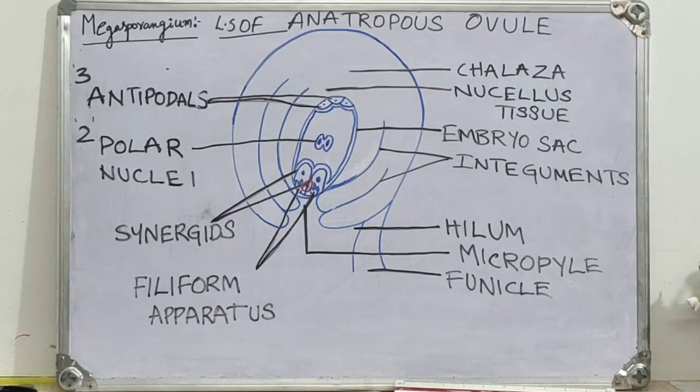So this is the detailed explanation of the anatropous ovule. And one more important thing I would like to quote here: as I said, the outer integument will become the outer coat of the seed, testa. The inner integument of the ovule will become the inner coat, which is the tegmen of the seed. Thank you, students.